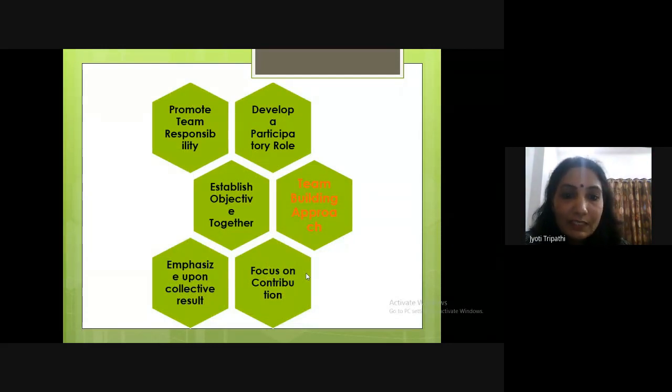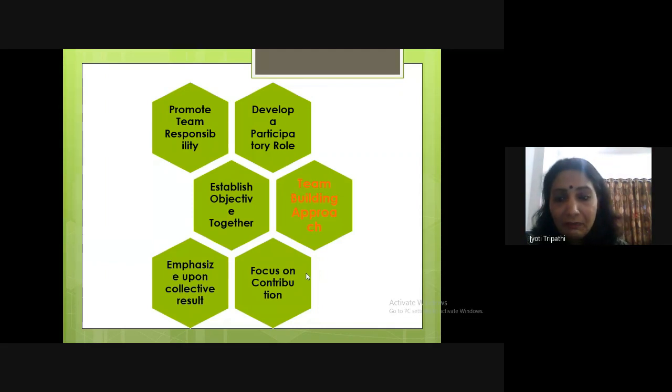Now we need to understand the team building approach. What are the team building approaches? First of all, it is establishing objectives together. Yes, there is always a leader in the team, the organizational authority, who is responsible for deciding and setting the objectives or the goals.